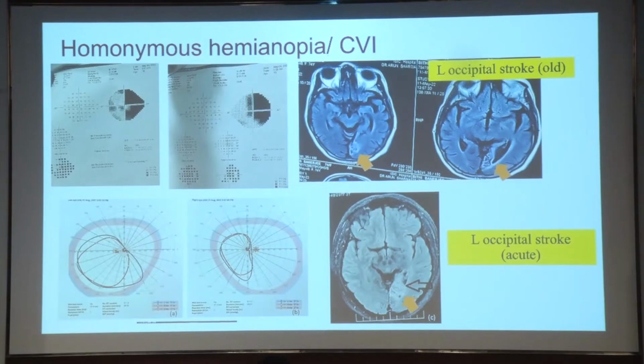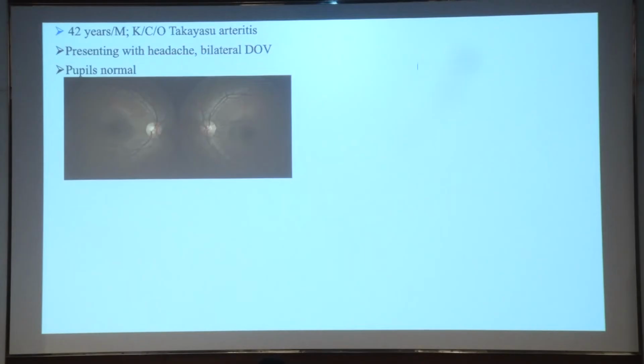Then if it's a homonymous hemianopia, where is the lesion? It has to be a retrochiasmatic lesion. In retrochiasmatic, it could be the tracts and radiations or the visual cortex. But if you see something like this, a macula sparing homonymous hemianopia, it has to be in the opposite occipital cortex.